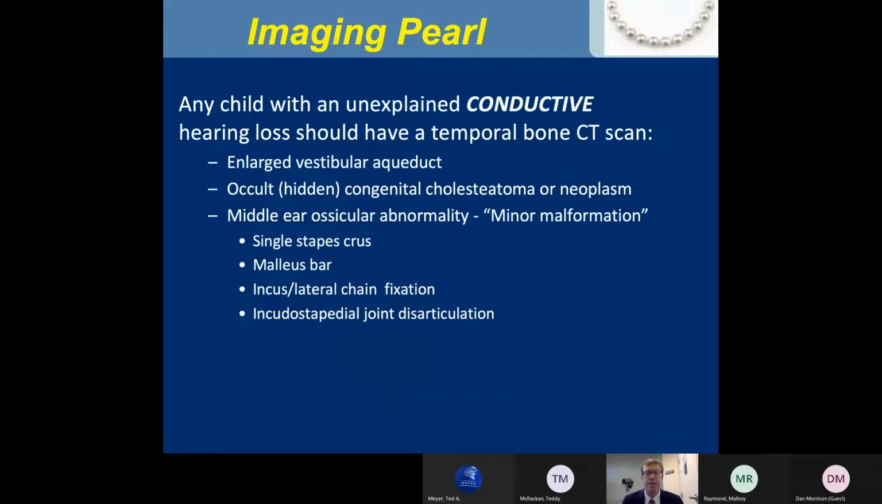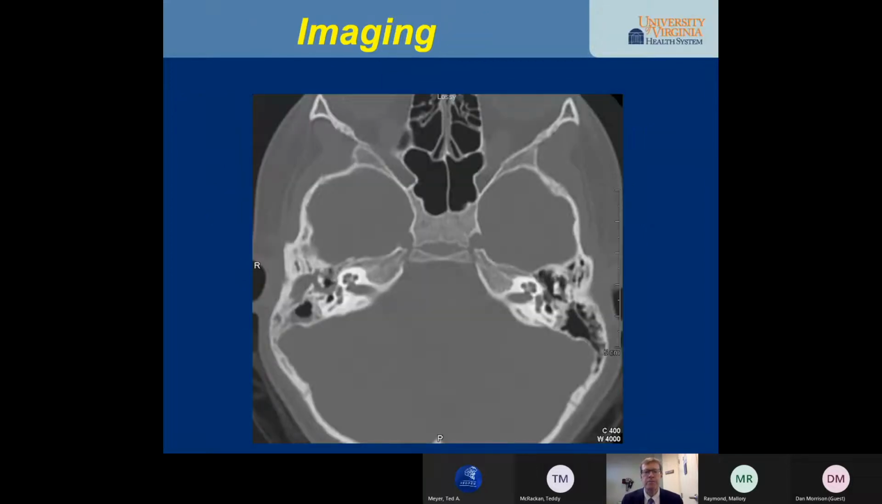A middle ear ossicular abnormality, we used to call these minor malformations, like the single stapes crus, or congenital otosclerosis, or actually congenital stapes fixation, incus lateral chain fixation, incudostapedial joint disarticulation. So all those, even though medically the ear is healthy, we need to explore any child with an unexplained conductive hearing loss. So this is a child who had a stenotic, kind of pit-like canal.